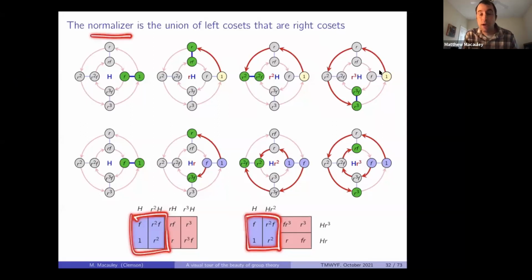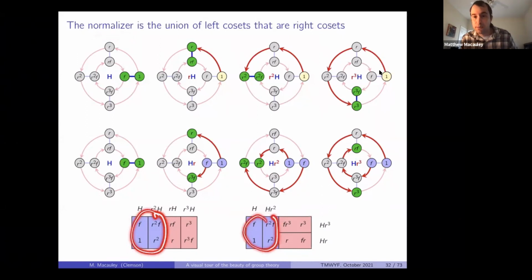The normalizer of a subgroup is all of the elements that are in blue boxes. That's it. It's all of the left cosets that are right cosets. It's the things that are blue. Isn't that nice? I'm defining this before I define what a normal subgroup is. So just all the blue boxes.